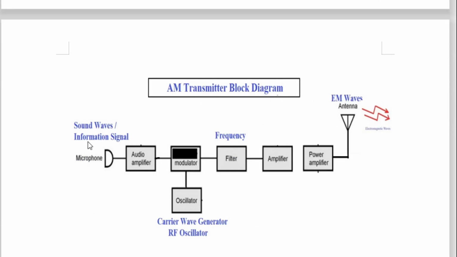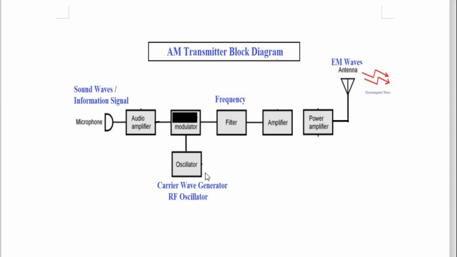So sound waves, the information signal. You have to say that there is a microphone, and you have to write sound waves, that is the information signal. The microphone converts those sound waves into electric energy. It is given to the audio amplifier. Then it is given to the modulator, and the modulator has two signals. Number one, the information signal. Number two, the carrier signal. And here there is an oscillator, the carrier wave generator, and this is nothing but the RF oscillator. So here you can see this is the RF oscillator.